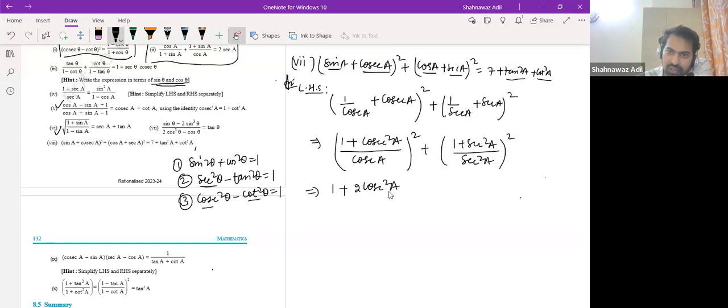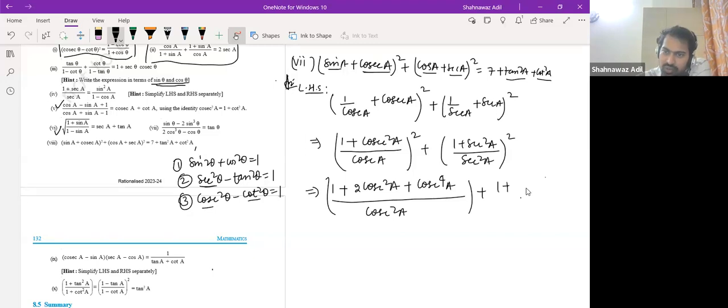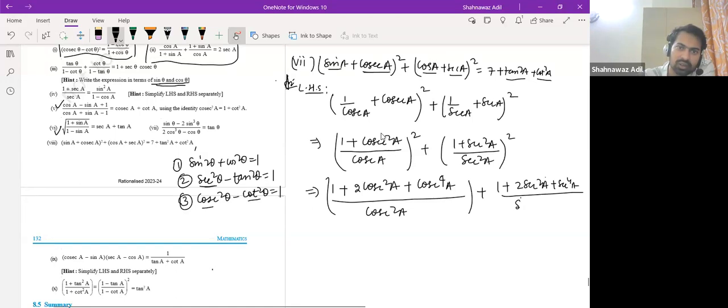So this is cosec 4A divided by cosec square. So this is 1, and then we have 1 plus 2 sec square A plus sec 4A divided by sec square. Oh, your mic is not working. Okay, that is okay, no worries. So this is sec squared. Now, what can we write?